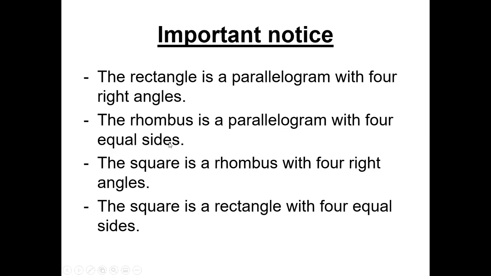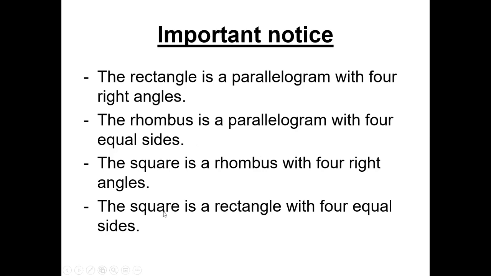Also, the rhombus has the same properties of a parallelogram, but the only difference between them is that in the rhombus we have 4 equal sides. For that, we can say the rhombus is a parallelogram, but with 4 equal sides. The square is a rhombus with 4 right angles. Like the rhombus, the square has 4 equal sides, but in the square, we have right angles. For that, we can say the square is a rhombus, but with 4 right angles.